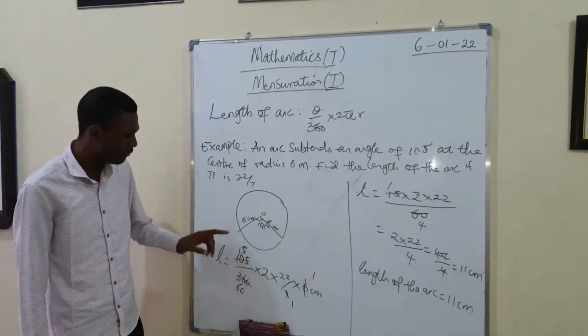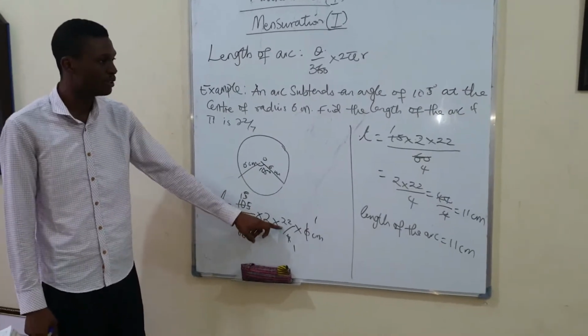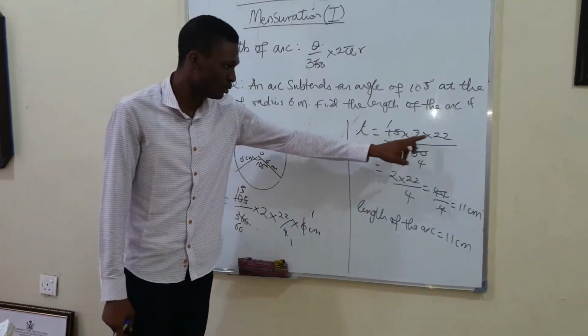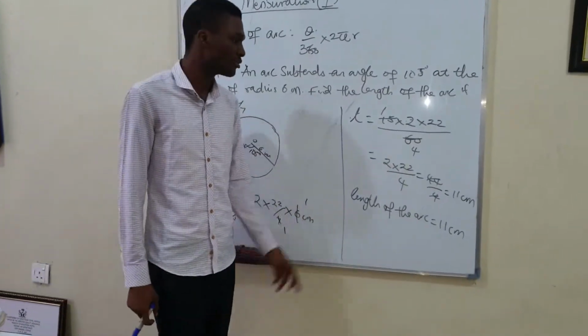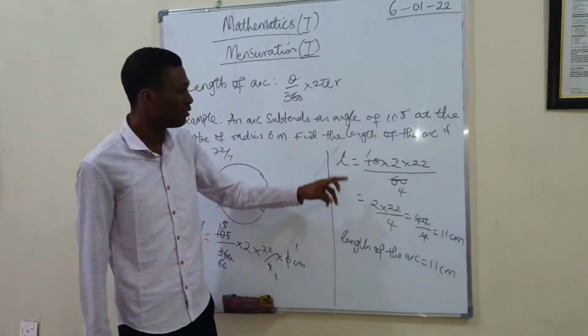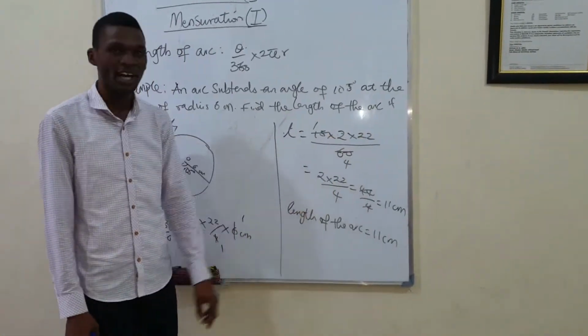Into 35 is 5. What do we have left? 15 times 2 times 22, all over 60. 60 times 1 gives us 60. 15 into itself is 1. 15 into 60 is 4. 2 times 22 over 4 is what we have left.